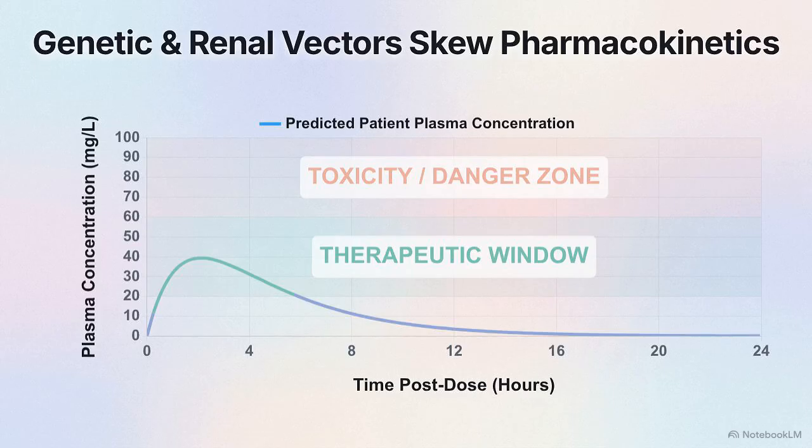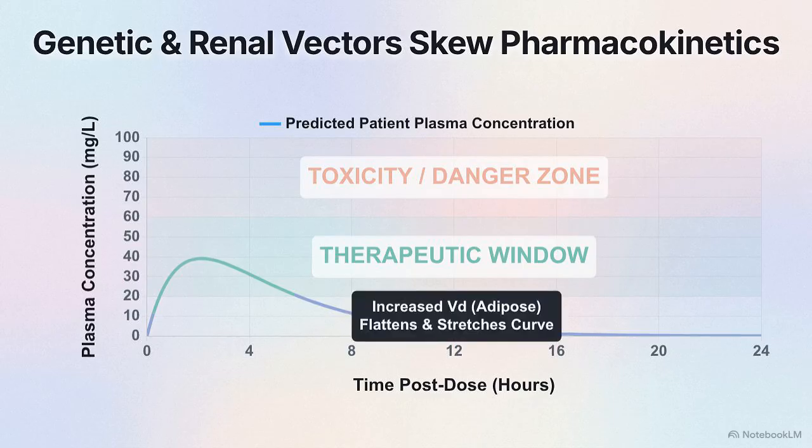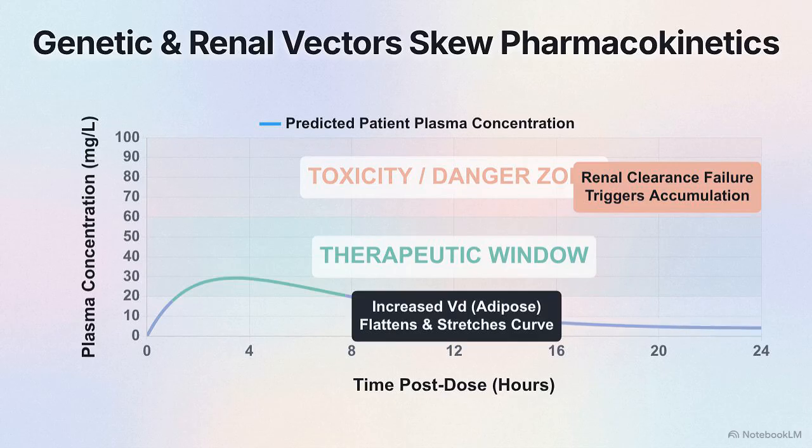Let's run a complex clinical scenario. We start with an elderly patient receiving a highly lipophilic medication. The patient's increased body fat acts as a reservoir for the fat-soluble drug, increasing the volume of distribution. This immediately flattens and stretches the curve. Next, we add a severe pathological stressor, acute renal impairment with reduced glomerular filtration. The resulting loss of clearance extends the biological half-life. The elimination tail arcs upward into the danger zone, indicating severe drug accumulation.